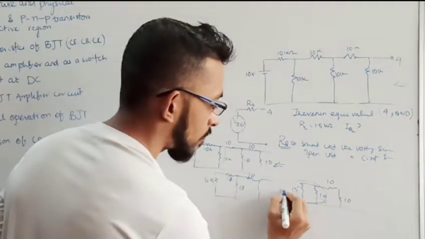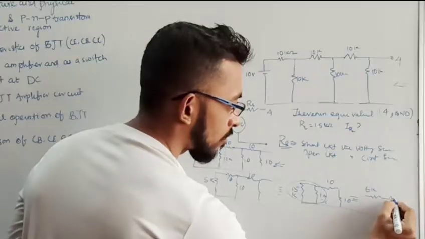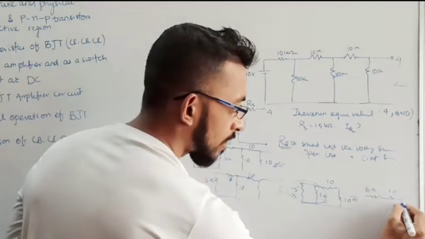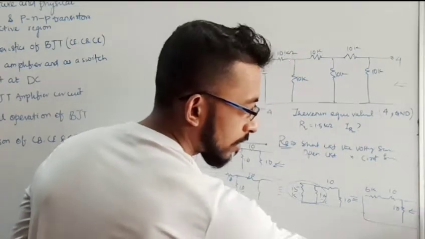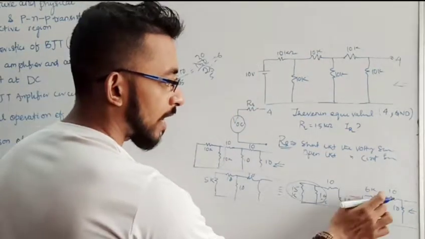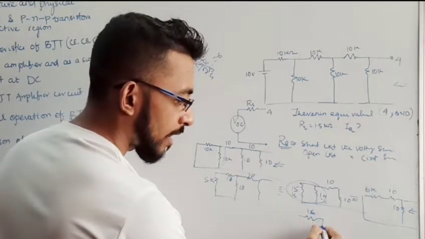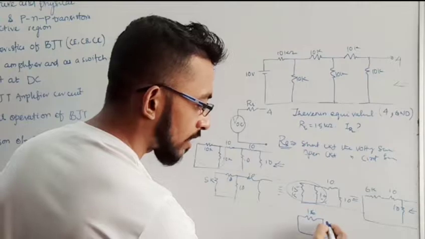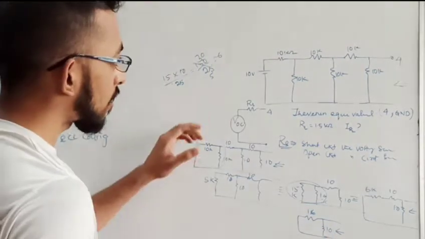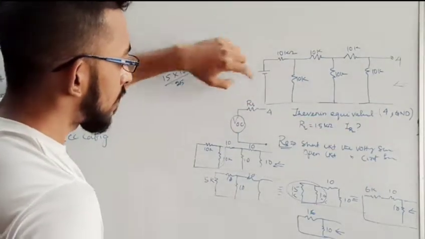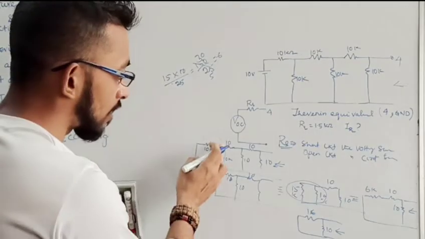So this can be equivalent to a 6 kilo ohm along with a series resistance of 10 kilo ohm, with a 10 kilo ohm in parallel, and I am seeing from this side. Now this 10 and 6 are in series connection, so it will become 16, and along with the 16 there is a 10 kilo ohm connected. Is this clear or not? I short circuit this 10 volt source and look from that side, then I have to move from this side only, because it looks simple.